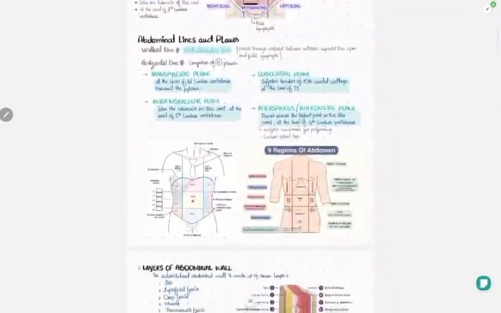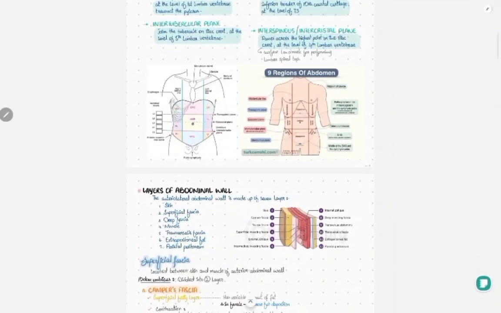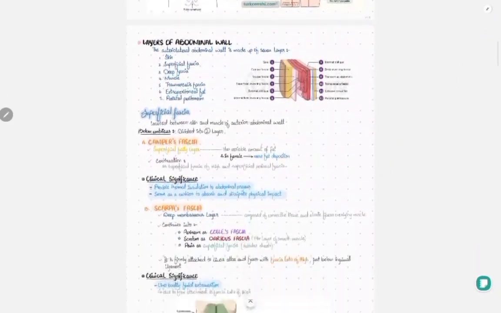That completes our surface anatomy of the anterior abdominal wall. In the next lecture, we'll go through the layers of the abdominal wall.